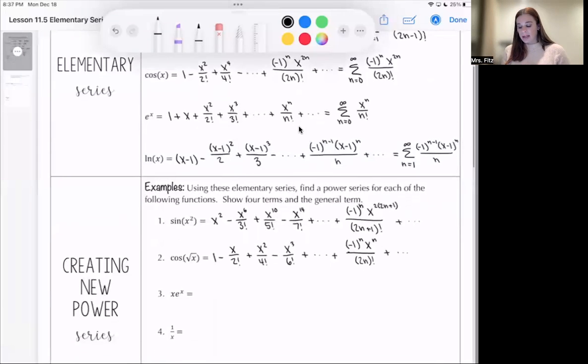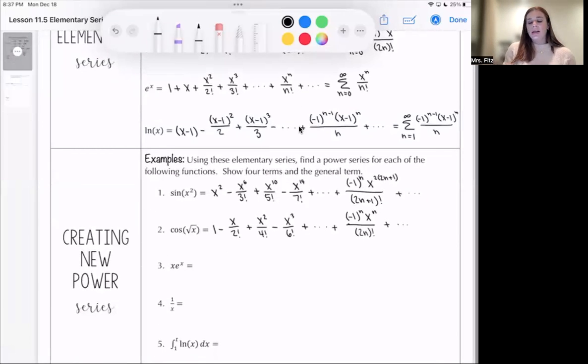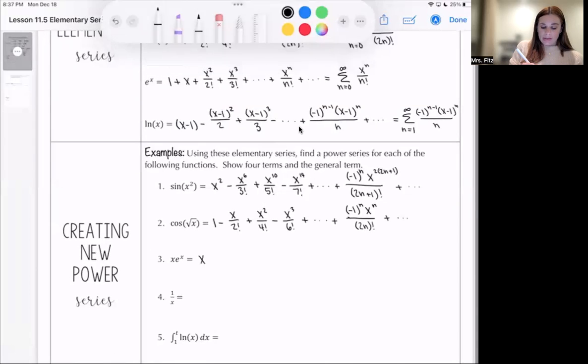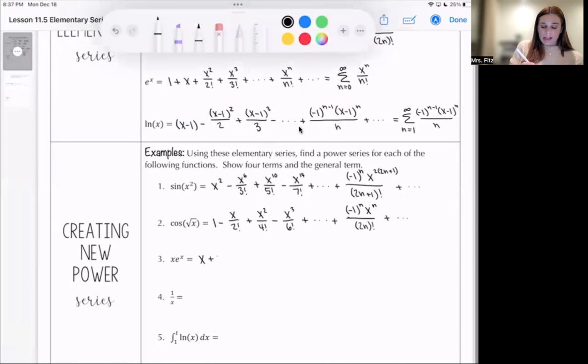Okay, for number 3, all we're doing is we're taking each term of e to the x and we're just multiplying it by x. So it would be 1 times x is just x, plus x times x is x squared, plus x squared times x is x cubed over 2 factorial, plus that fourth term would be x to the fourth over 3 factorial.